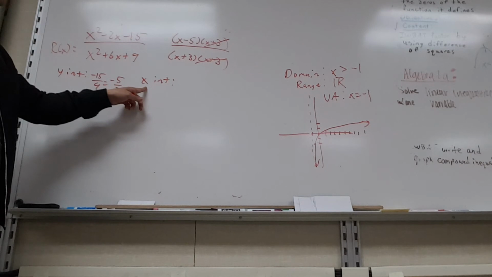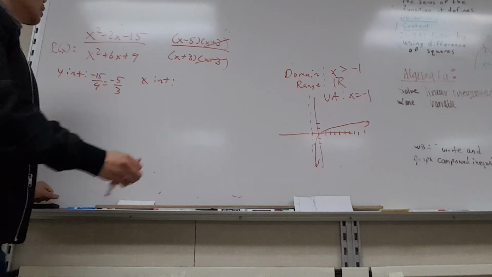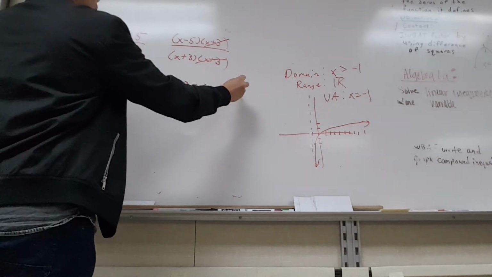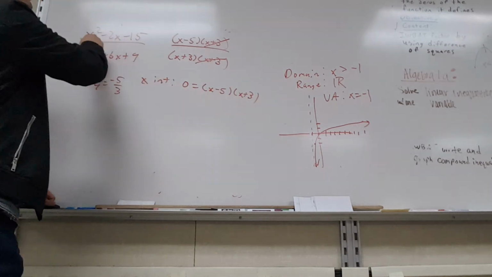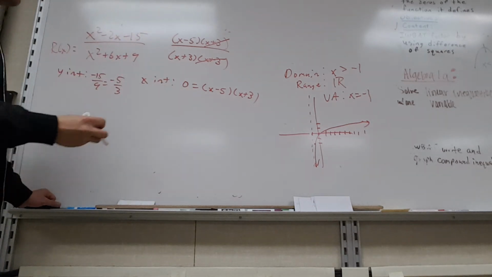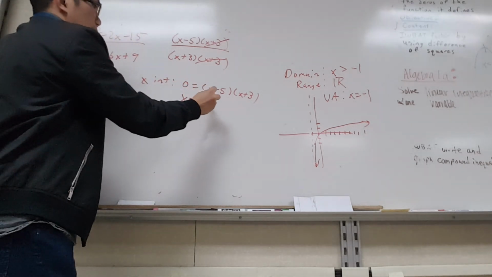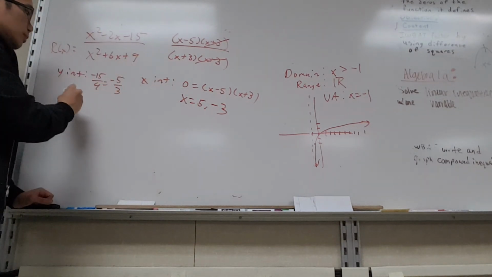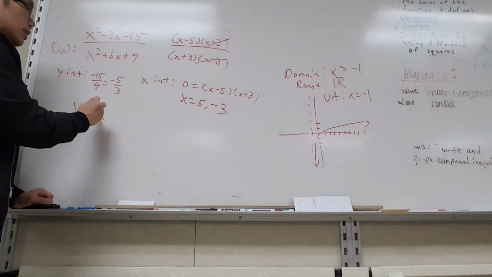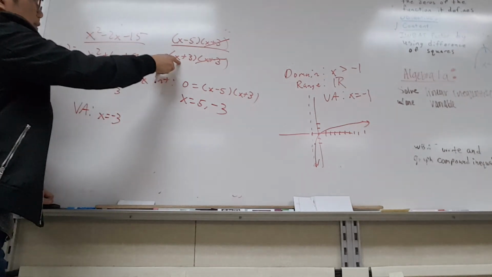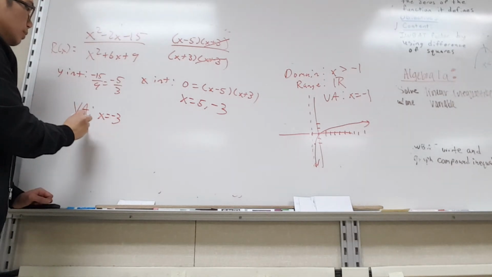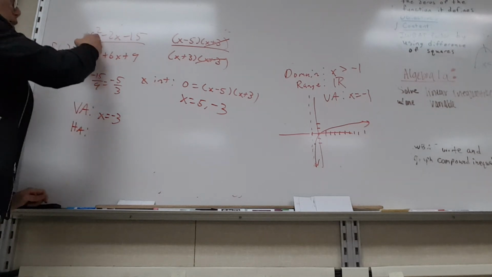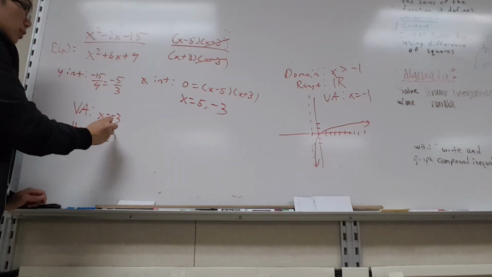Now the x-intercept is going to be 0 is equal to x minus 5, x plus 3, because we're setting 0 equal to the numerator, and that's the numerator. So I have x-intercepts at 5 and negative 3. Now I have a vertical asymptote at x is equal to negative 3 from here. And my horizontal asymptote is just going to be the ratio of the leading coefficients, since they're the same degree, so it's 1 over 1, y is equal to 1.